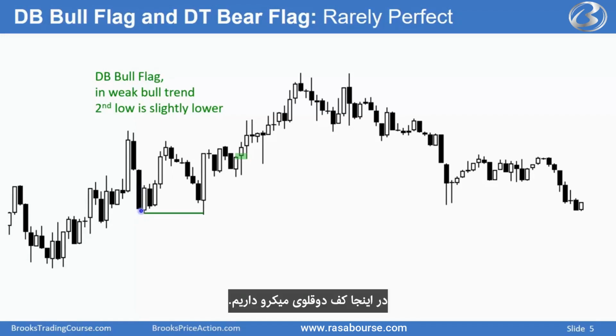Here we have a micro double bottom, down and then a bull bar, so up and then down again. So maybe buy above that bear bar or above this bull bar.